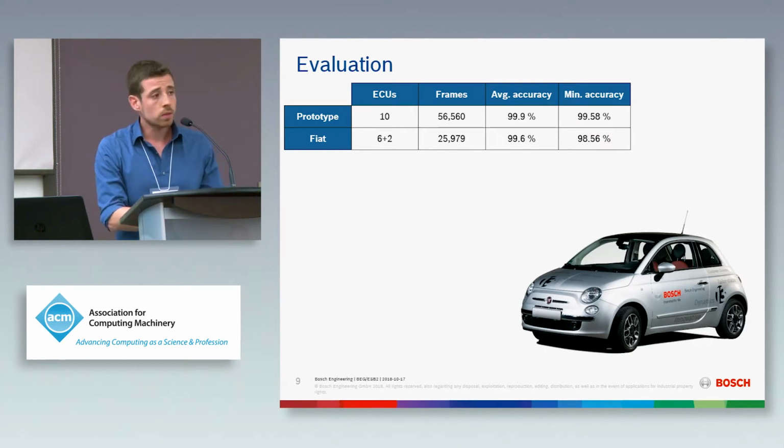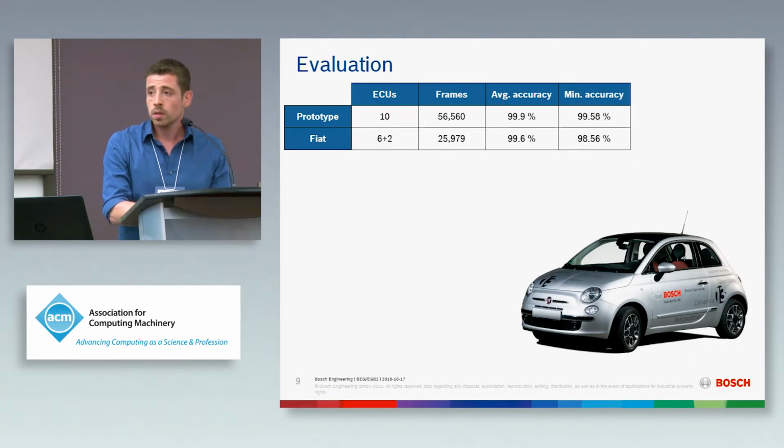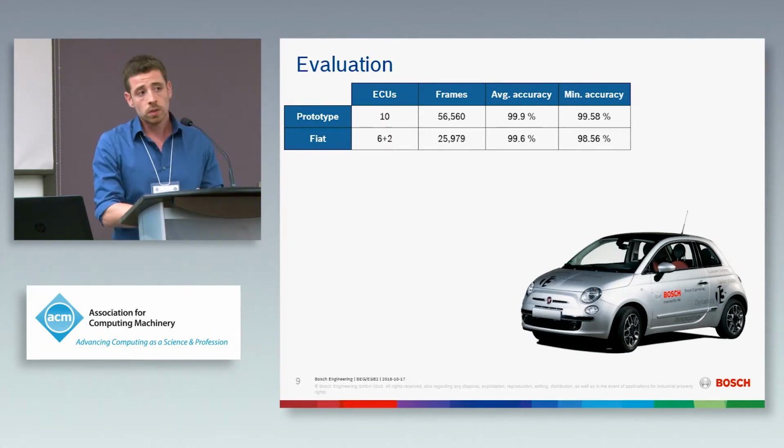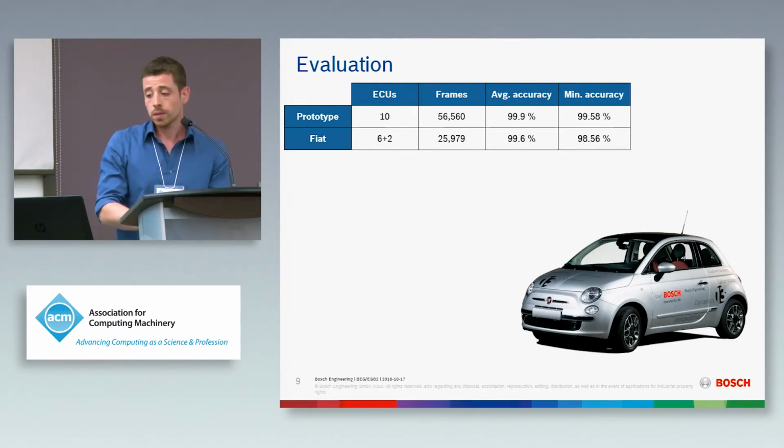Our second evaluation was done on a Fiat 500. Here we collected 26,000 frames. We have 6 internal ECUs in the car, and we connected 2 additional ones to increase the number of ECUs and also to send forged messages. Here we achieved an average accuracy of 99.6%.